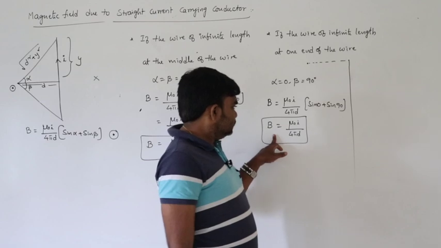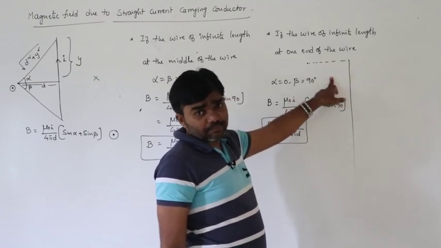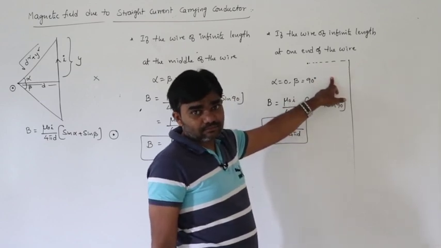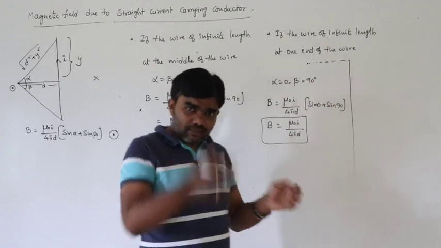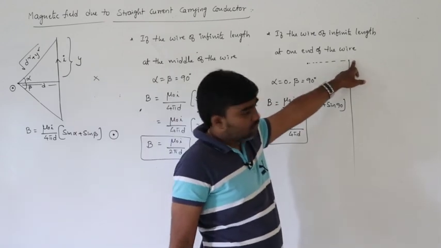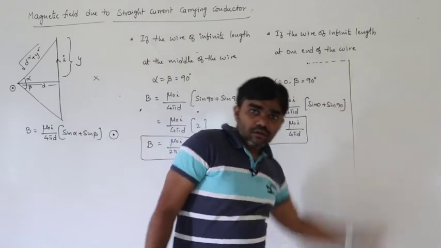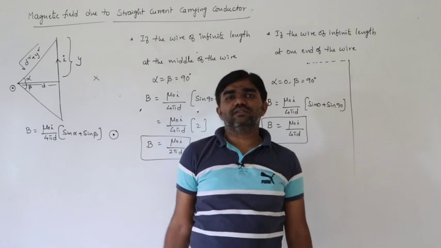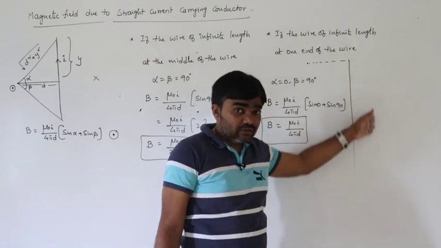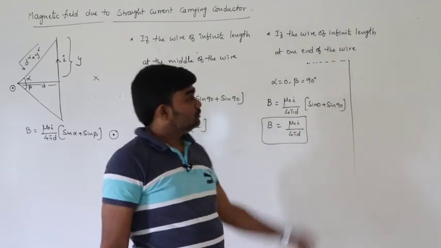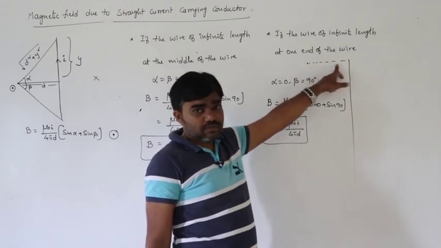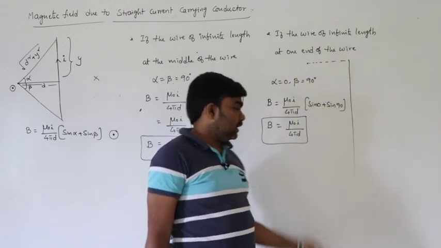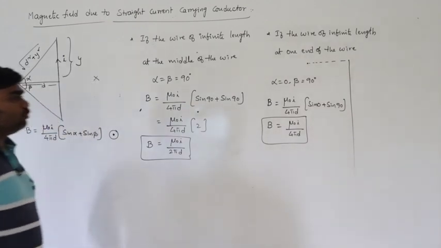But here, at one end of the wire, the other end is infinite length. That means the wire starts from this starting point and exists up to infinite length, this current carrying wire. Then at this point, how can we calculate the magnetic field? One angle must be 0, another angle must be 90. So that is mu naught I by 4 pi d.